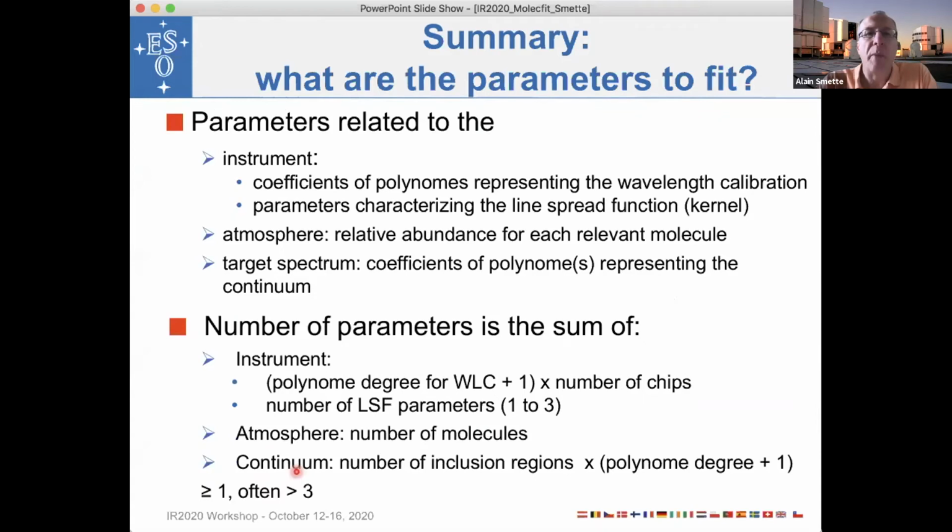So in summary, what are the parameters to fit? Well, the parameters that are related to the instrument. So basically the coefficients of the polynomial representing the wavelength calibration, and the parameters characterizing the line spread function. We have parameters representing the atmosphere, so that's the relative abundance for each relevant molecule, and parameters related to the target spectrum, which is basically the coefficients that represent the continuum. And I summarize here the number of parameters. It's usually at least 1, often more than 3, and can be quite a large number in the worst cases.